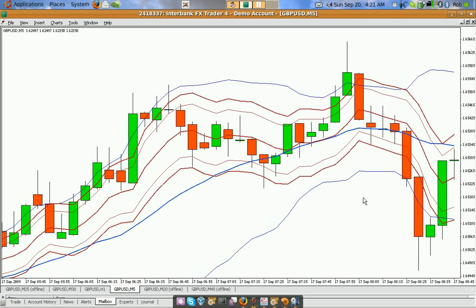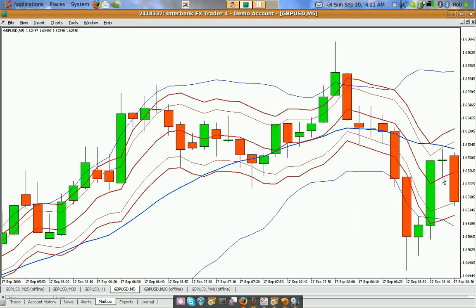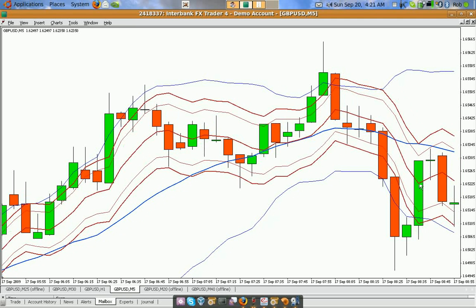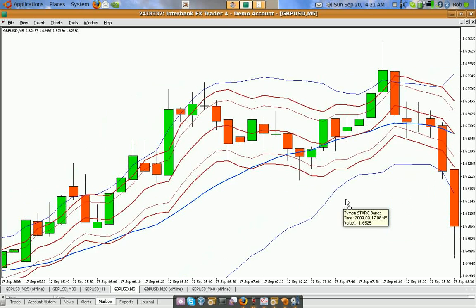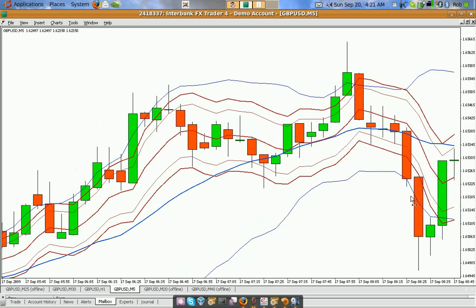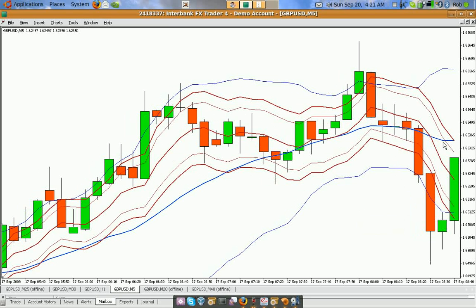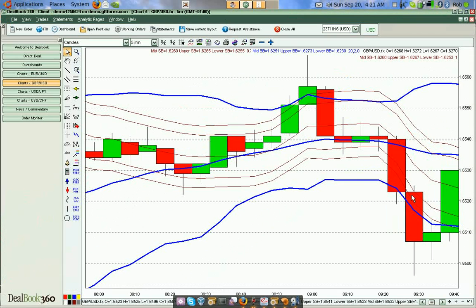Maybe here, maybe. No, because the Stark bands are going up. I don't see that I would have made a second trade using this chart, unless maybe when the candle was here before it ended, if the Bollinger Band was still down. I don't know. I just don't see. It's not as clear to me as it is on GFT's platform that I would have made a second entry.